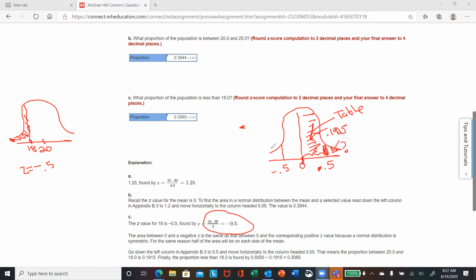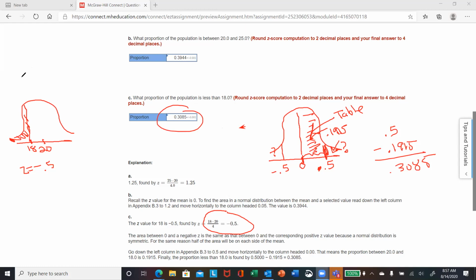Well, I want to find this area, but because of symmetry, this area and this area would be the same. So if I take 0.5 and subtract out that 0.1915, that would give me about 0.3085, which would be the area to the right of 0.5, which is the same as the area to the left of a negative 0.5. So that's where they're coming up with that answer.